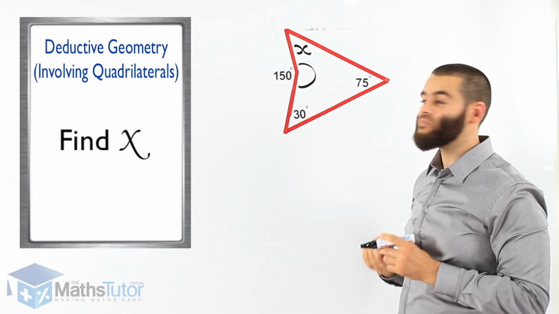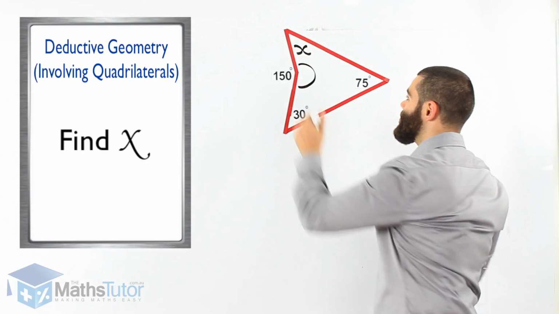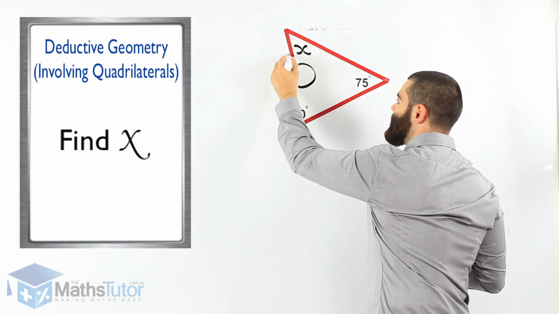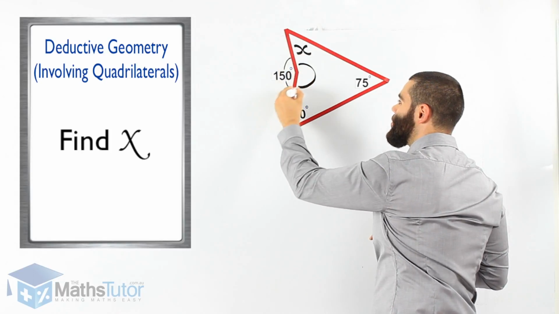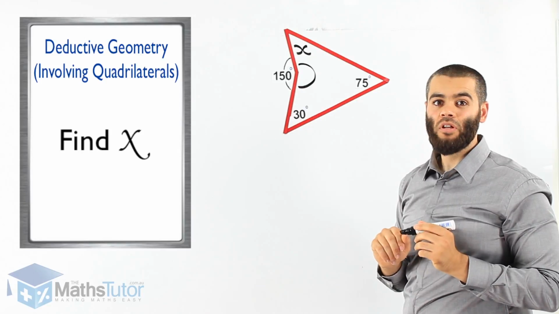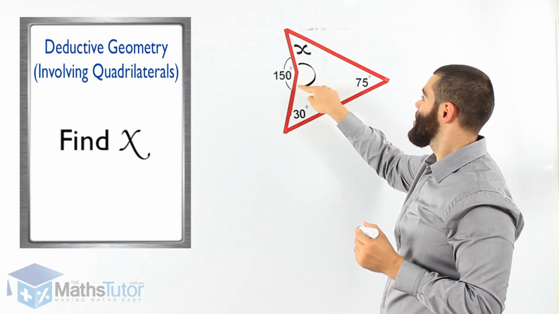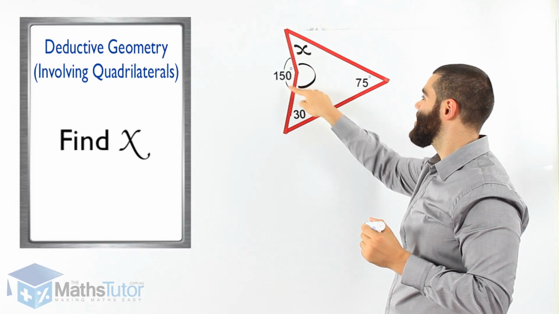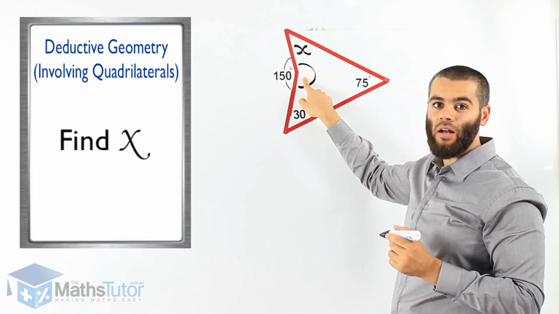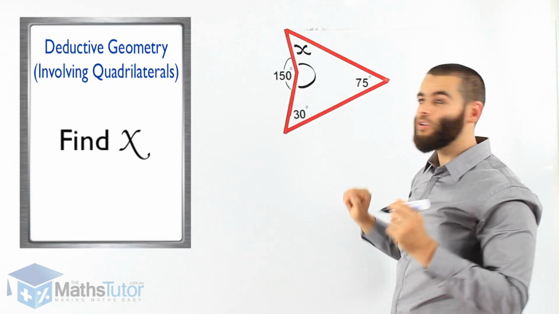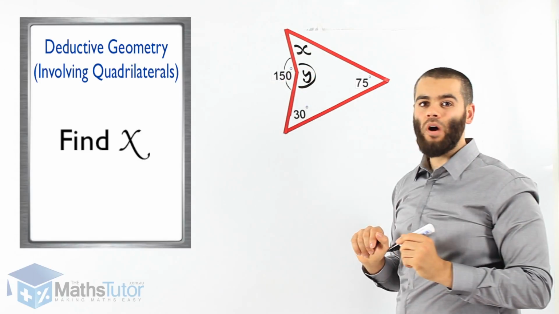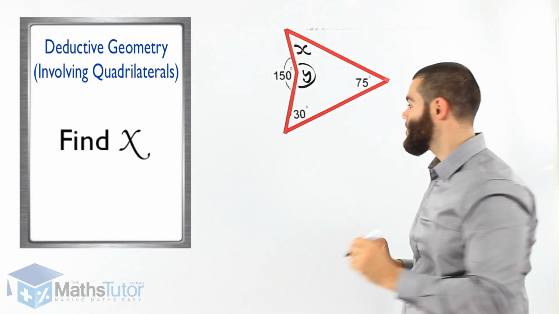Let's see how. So this is 150 degrees from here to there, and this is altogether 360. They add up to 360 degrees in total. 150 here and the missing angle here. The missing angle, let's call it y. So let's find it out first.